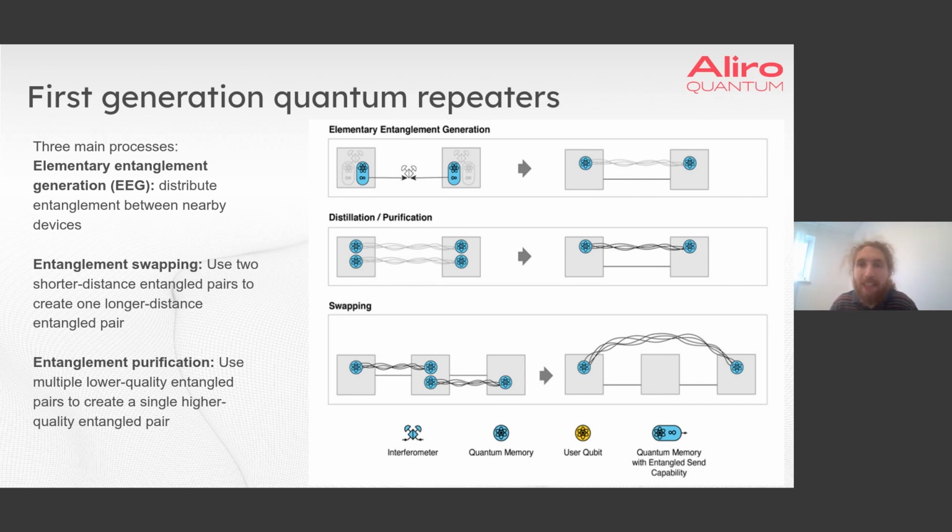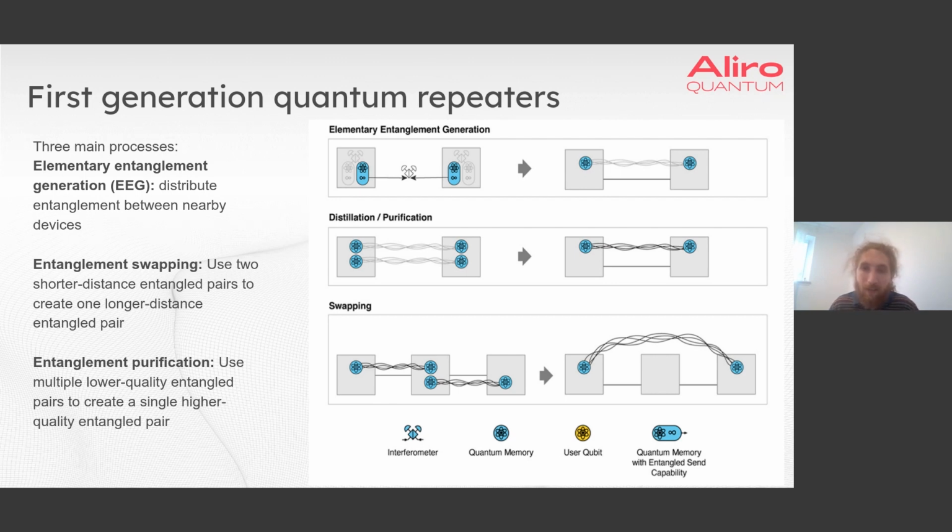There are three main processes involved in first-generation quantum repeaters. Elementary entanglement generation, or EEG, which is used to distribute entanglement between nearby devices. Note that for local area quantum networks, we don't need repeaters or the other scaling technologies we mentioned. We could solely use EEG for our entanglement distribution needs.